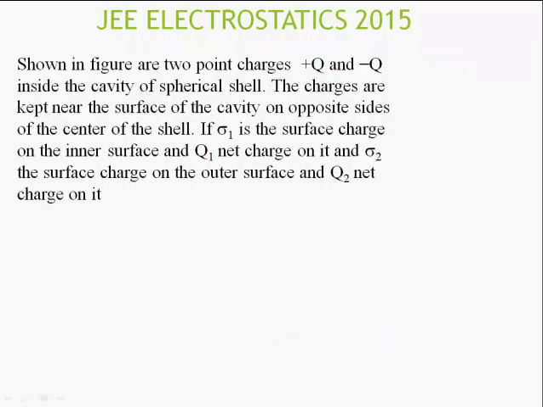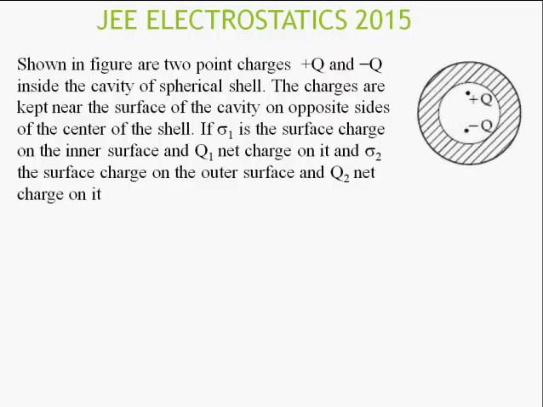Now this is another question, 2015, one more set of online paper. It is given 2 point charges are inside the cavity of a spherical shell. Charges near the surface of the cavity are on opposite sides of the center of the shell. Sigma 1, sigma 2 are the surface charges on the inner surface and Q2 the charge on it. Similarly, the charge and surface charge on the other. And this is the diagram given. Remember, this is a question of the Gauss law.